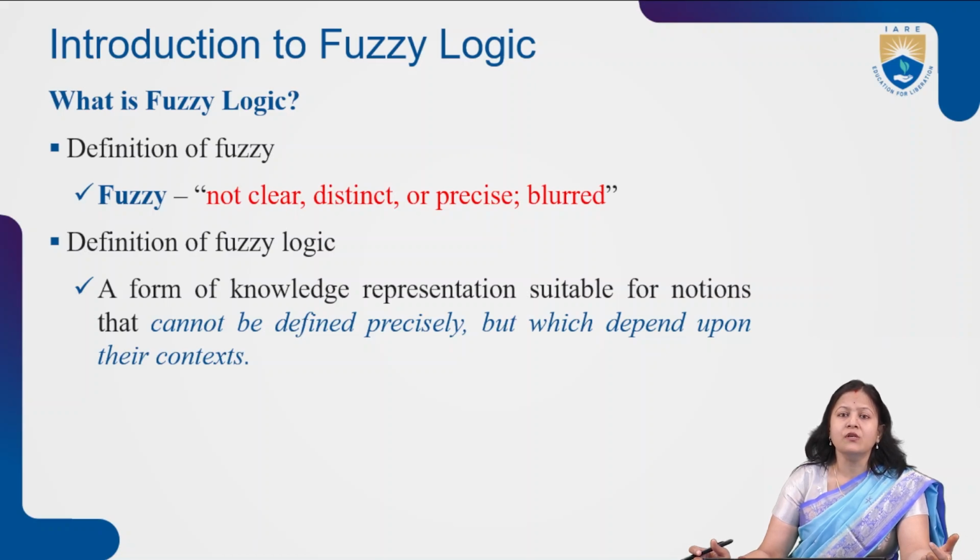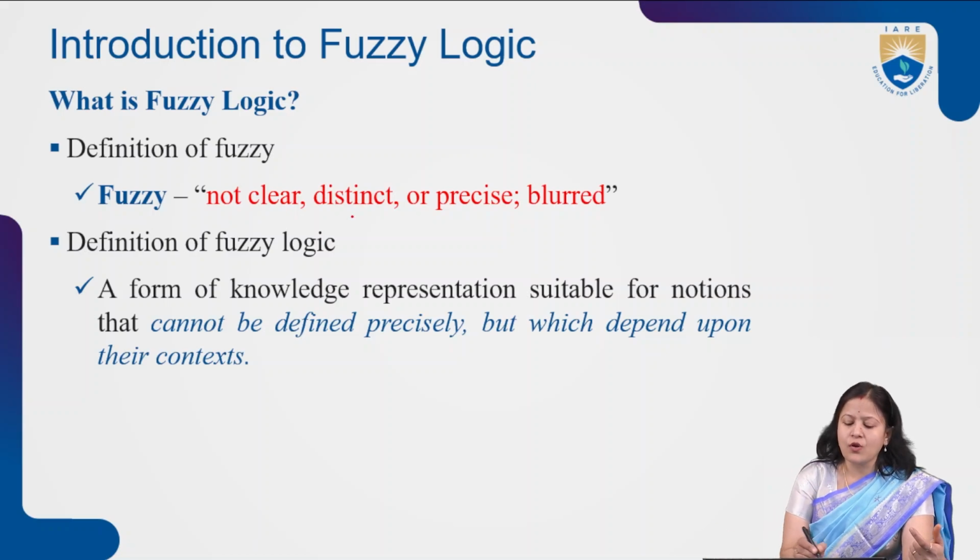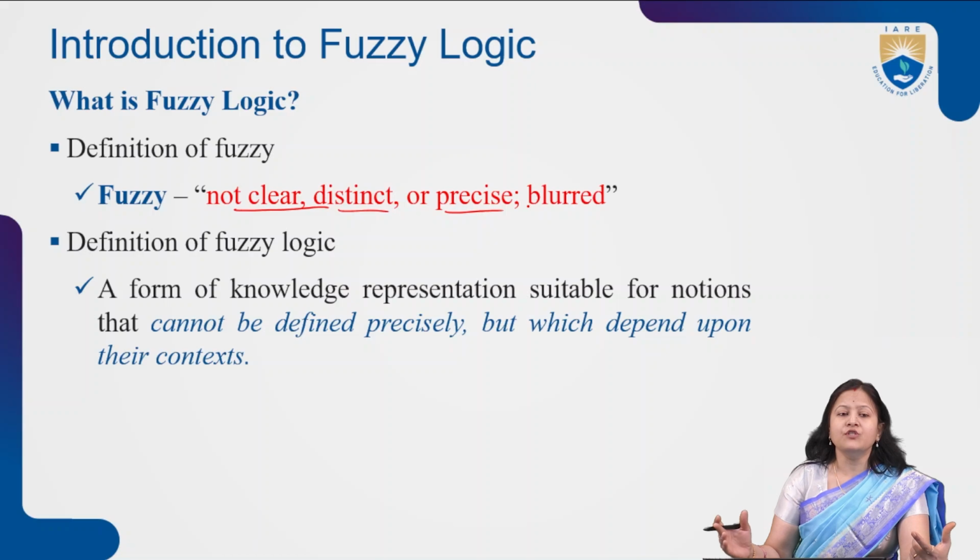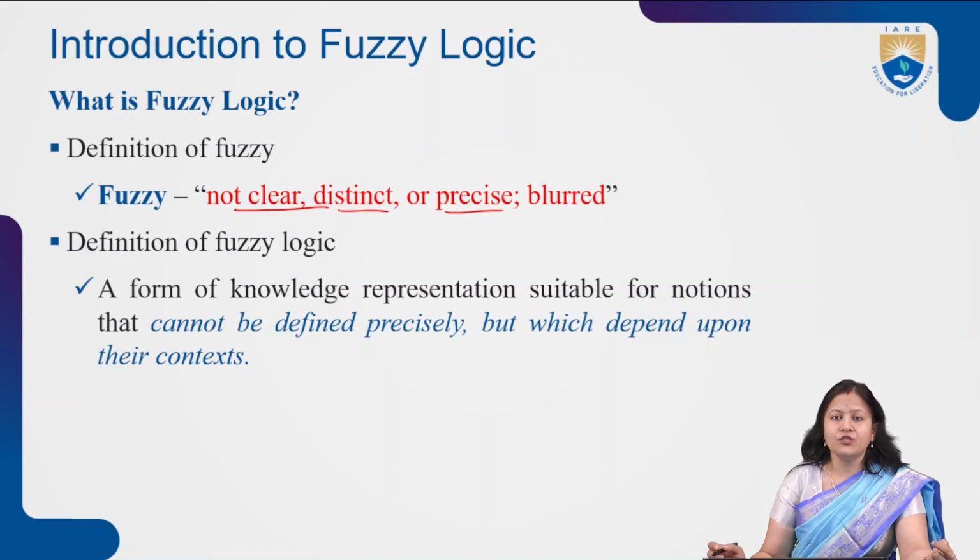Again, fuzzy means which is not clear, a word which we may not understand clearly, or a word which is not distinct, or not precise. These are the three words. That means the word which is blurred, that means we are unable to understand. That type of situation, that type of linguistic variable, can be represented with the help of fuzzy logic or systems. So this is the definition of fuzzy logic.